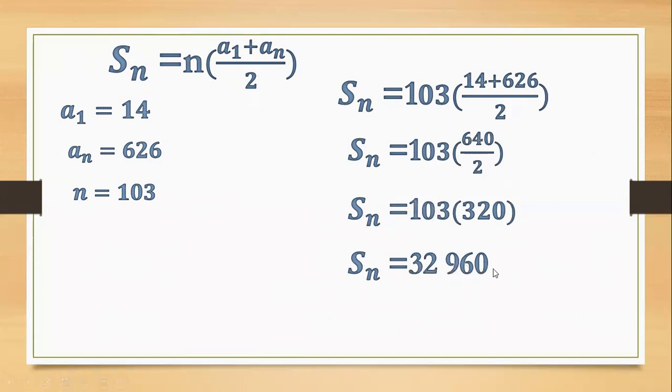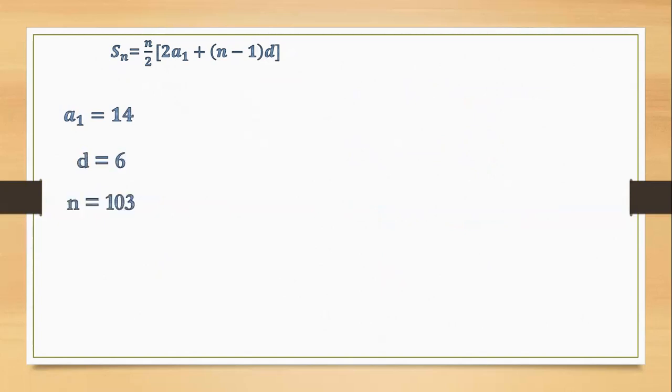32,960. Now let's use the second formula. The formula is S sub n equals n over 2 times the quantity of 2a sub 1 plus n minus 1 times d. Givens: a sub 1 equals 14, difference 6. There are 103 terms. So substitute the values: n is 103, a sub 1 is 14, difference 6. Next, subtract 103 minus 1.